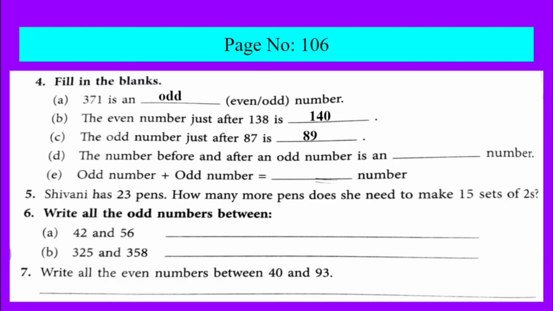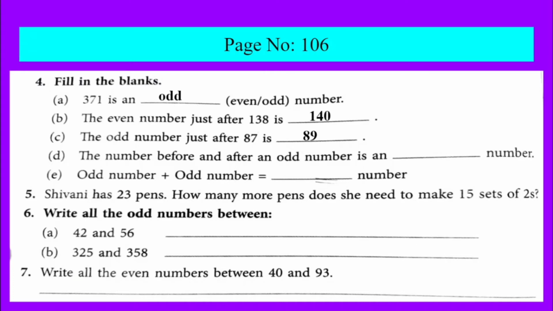Now children, let's do the D part. The number before and after an odd number is a dash number. Now children, to understand this, let's take any odd number. Let's say 5. So the number just before 5 is 4, which is an even number, and the number just after 5 is 6, which is also an even number.